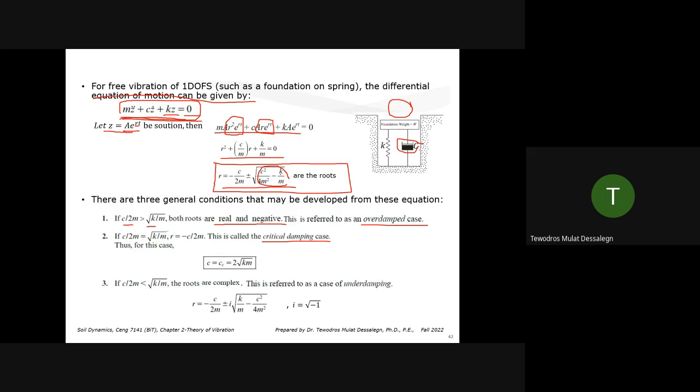If the term under the square root is less than 0, if C squared by 4m squared minus k by m is less than 0, then we're going to have a negative number under the square root. For the square root of a negative number, we have a notation, i, the square root of minus 1. Now we're getting into complex numbers. This is referred to as the underdamped case. This is a more realistic situation, but it will be more clear when we go through it.